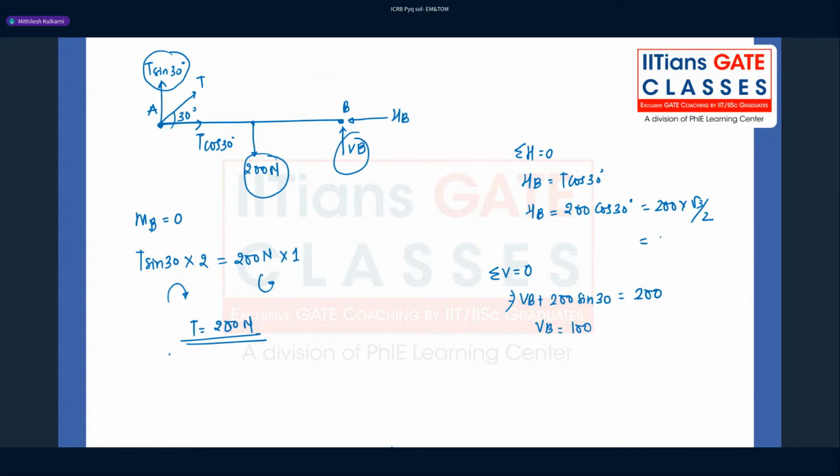Yeah, and if you solve this, here also this will become 100 root 3. Root 3 is 1.73, so it will be 173.2 Newton. I think it is also correct. So yeah, we got the horizontal reaction, we got the vertical reaction. The resultant will be under root of horizontal reaction square plus vertical reaction square.